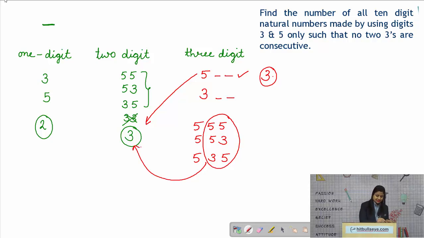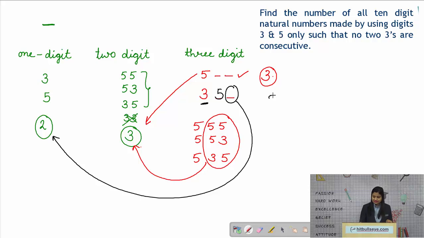Now let us come to the second case where my number is starting with a 3. After 3 you cannot take a 3 because of that condition that no two 3's are consecutive. So we have to take a 5 on the second place. So the remaining numbers are nothing but all the one-digit number which are satisfying this condition, and we have calculated it previously. So how many such 3-digit numbers are possible? They are 5 in total.